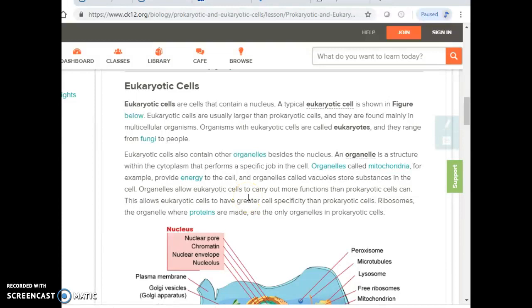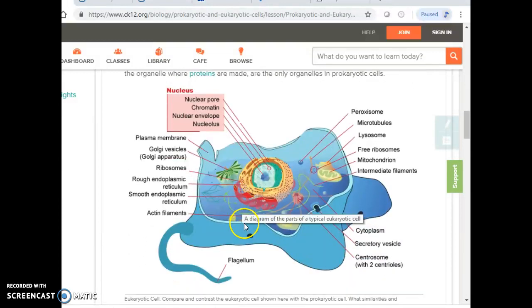So we know, for instance, the mitochondria, a lot of times we call it the powerhouse of the cell. It provides energy. It's the site of cellular respiration. It's one of the eukaryotic organelles. And so they carry out many different functions. And even looking at this picture, you can see the complexity of a eukaryotic cell versus a prokaryotic cell. You see there are many more components found within a eukaryotic cell as opposed to a prokaryotic cell.